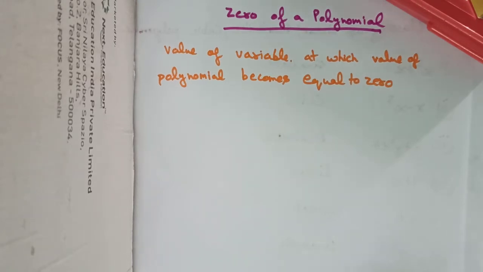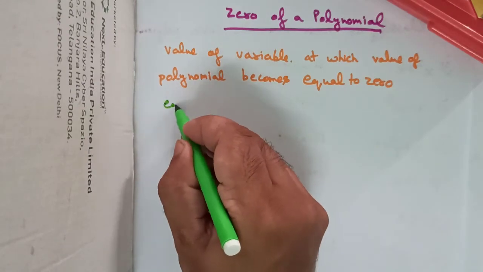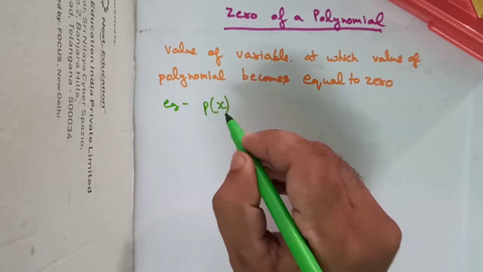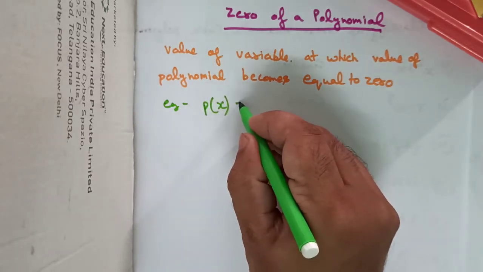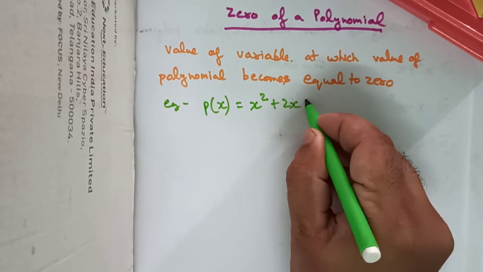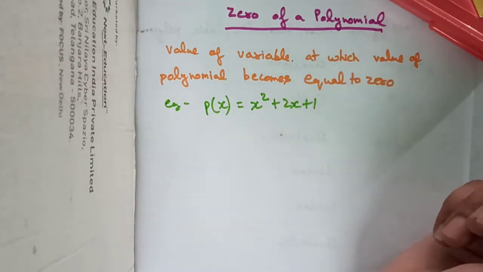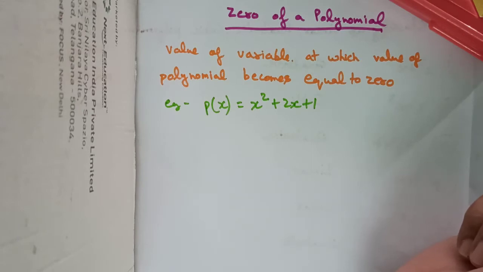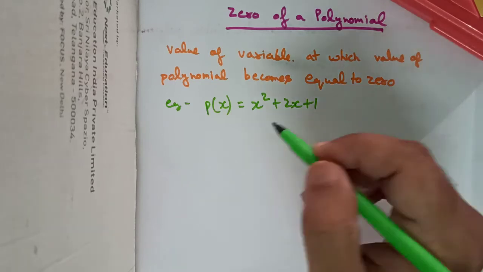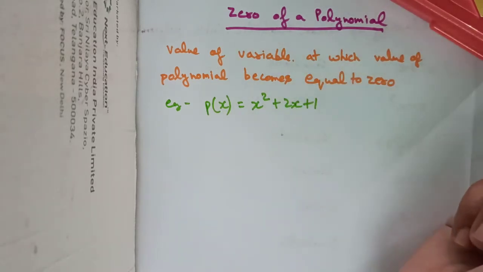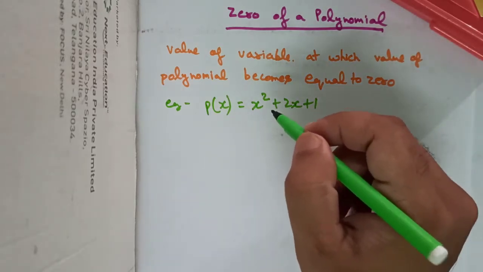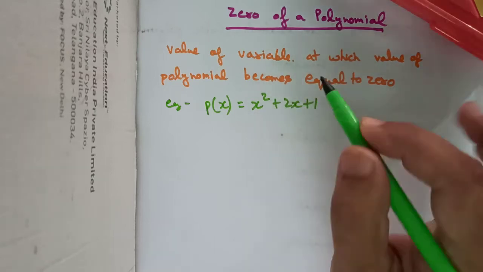Let us understand with the help of an example. Suppose we are having a polynomial in variable x. We can represent it as p(x). So let us take a polynomial in variable x, that is p(x) equals x square plus 2x plus 1. This is a polynomial, and if we substitute the value of the variable by hit and trial method, we can take any value of the variable. Since x is the variable in this case, it can have any value. It can be plus 1, plus 2, plus 3, minus 1, minus 2, 0, anything.